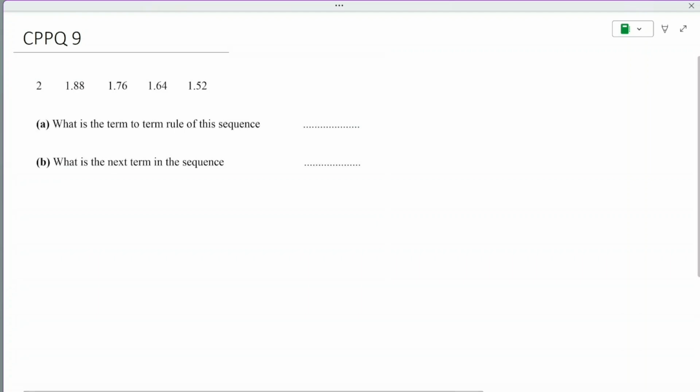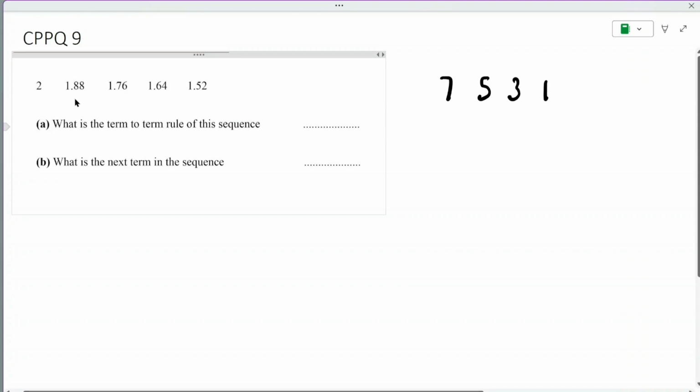Let's say, for example, you have 7, 5, 3, 1, and so on, and you want to find the term-to-term rule. You can take 7 minus 5, you get 2. The result, which is 2, means you're subtracting 2 from each term to get the next term after it. So 7 minus 2 will give you 5. 5 minus 2 will give you 3. 3 minus 2 will give you 1. You have to first subtract the second term from the first term to get the difference. Then you're subtracting.